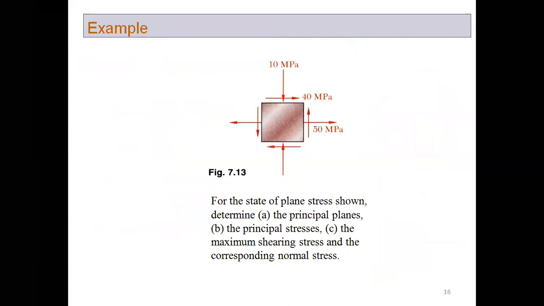Okay, so let's solve the example. We have a given stress element. If you look, this face is free of loading, so this is a plane stress problem. And you could see loading along two axes. Let's say this is the x-axis and this is the y-axis. This is tau xy.